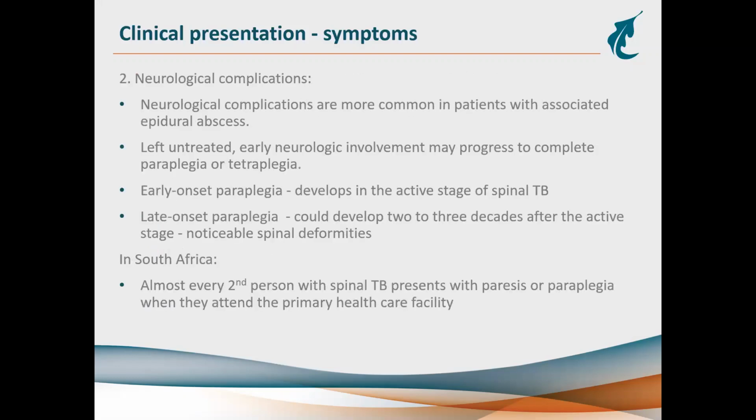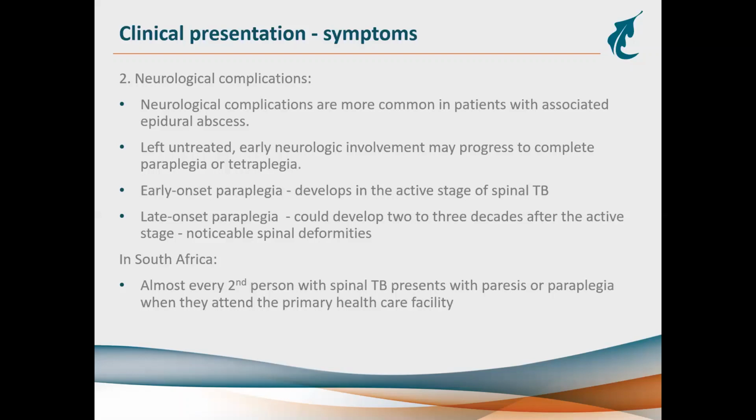And then neurological complications are more common in patients with an epidural abscess. So if it is left untreated, early neurological involvement may progress to complete para or tetraplegia. Paraplegia may occur at any time and during any stage of the vertebral disease. There can be early onset paraplegia, which develops in the active stages of spinal TB, and that requires active treatment. However, there can also be late onset paraplegia, which could develop 2 to 3 decades after the active stage of the disease, and that's usually associated with noticeable spinal deformities.